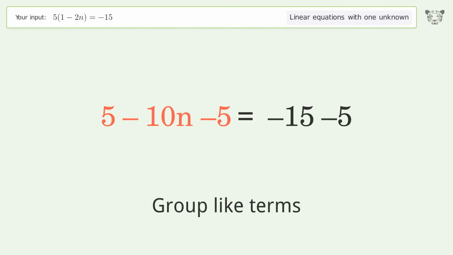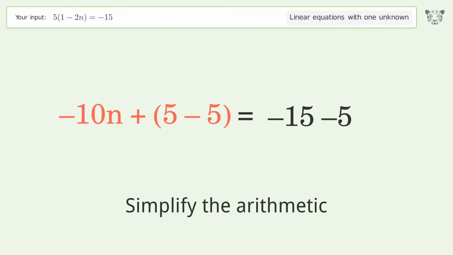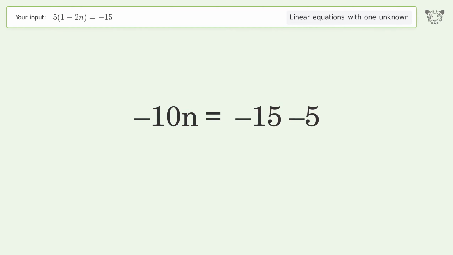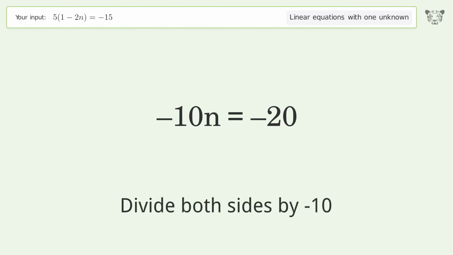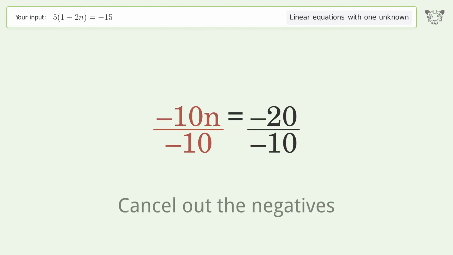Group like terms. Simplify the arithmetic. Isolate the n. Divide both sides by -10. Cancel out the negatives.